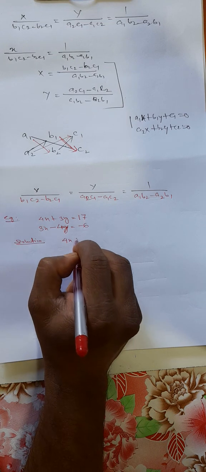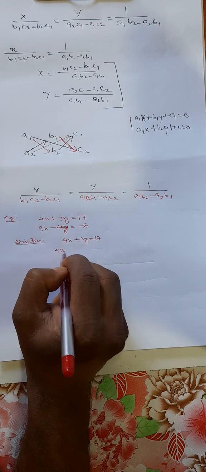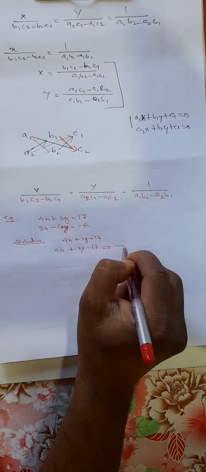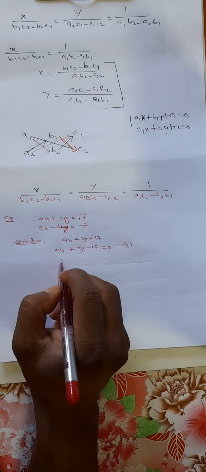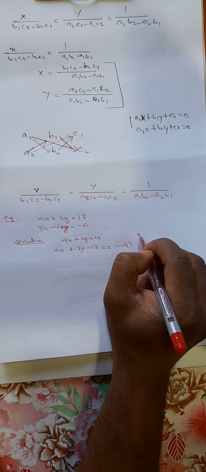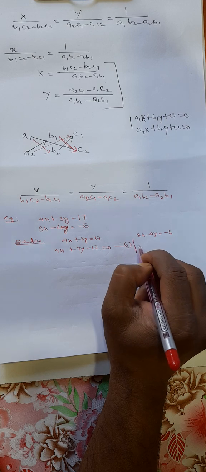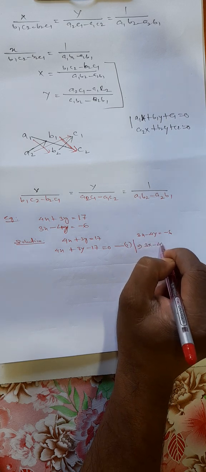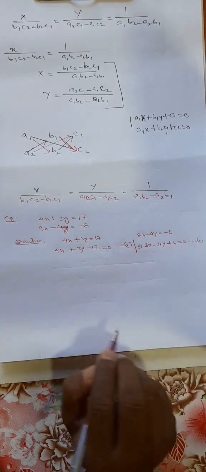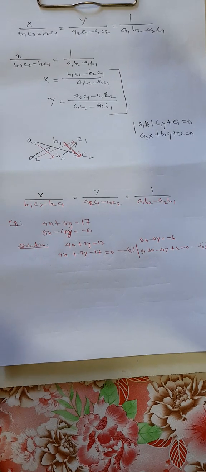You are given 4x plus 3y equal to 17. That means 4x plus 3y minus 17 equal to 0. This is equation 1. Similarly, the second equation is 3x minus 4y equal to minus 6. This implies 3x minus 4y plus 6 equal to 0. This is equation 2. Now let us try to solve this by the method of cross multiplication.